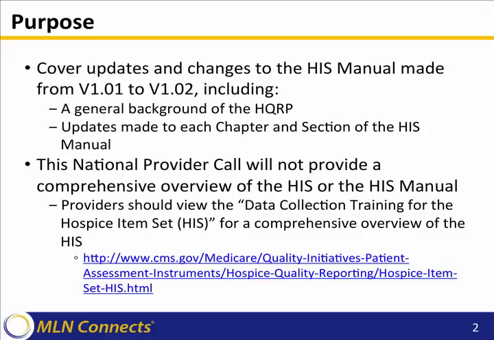Since this presentation includes only updates that were made to the HIS manual from version 1.01 to version 1.02, this presentation is not intended to provide a comprehensive overview of how to complete the Hospice Item Set. For a more comprehensive overview of the HIS, providers should view the data collection training for the Hospice Item Set. Providers can access the data collection training for the Hospice Item Set on the Hospice Item Set portion of the CMS website at the web address presented on the slide.